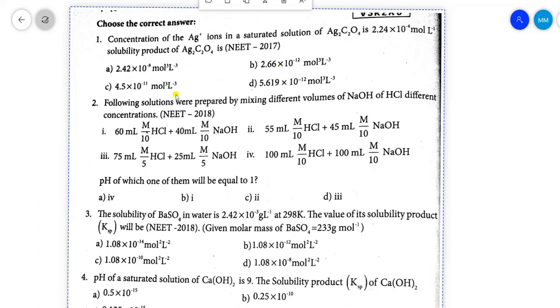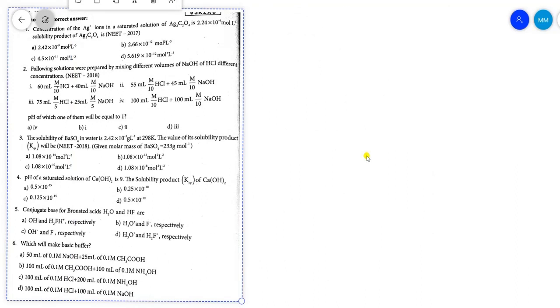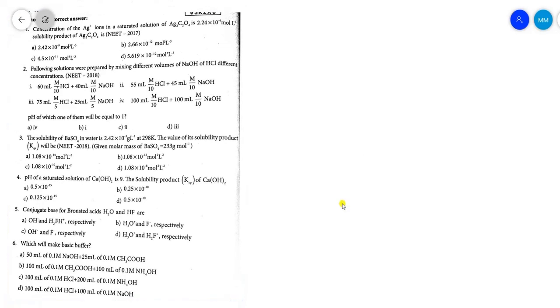Second question. The following solutions were prepared by mixing different volumes of sodium hydroxide and hydrochloric acid of different concentrations. pH of which one of them will be equal to 1? The concentration of the mixture of the solution can be calculated using this formula, that is the resulting molarity Rm is equal to V1M1 minus V2M2 divided by the total volume V1 plus V2.